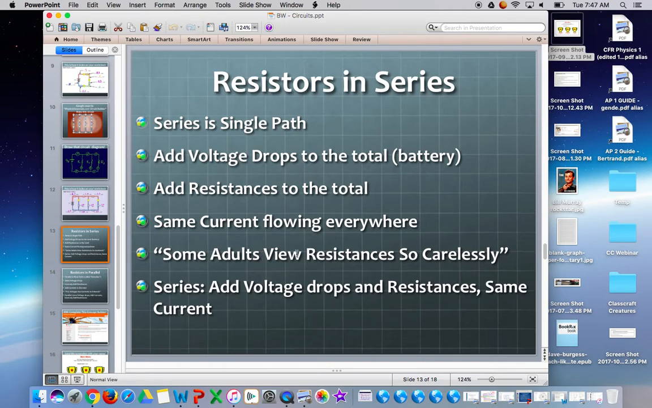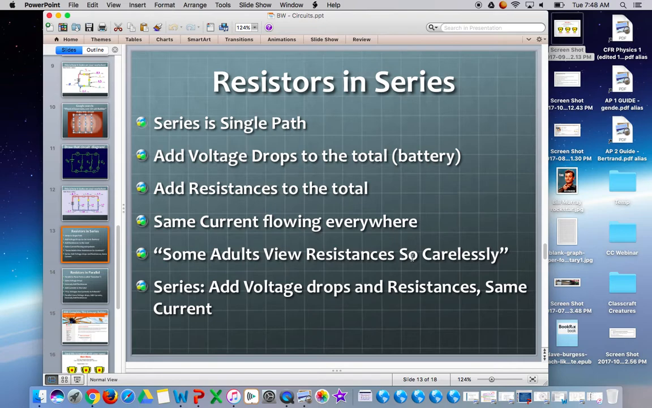Some adults view resistances so carelessly, and the SAVRSC are connecting to this statement underneath. This statement puts all of these rules together into one statement. So in series, S for series, A, add voltage drops, V for voltage drops, your resistances add, S for same, carelessly for current. So series, you're going to add your voltage drops and your resistances to get the totals.